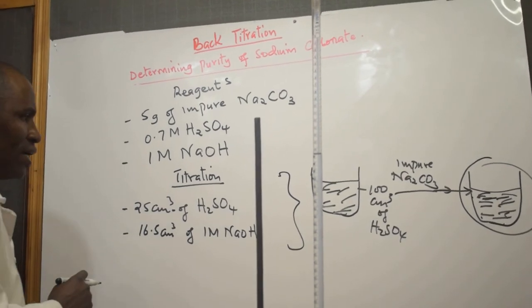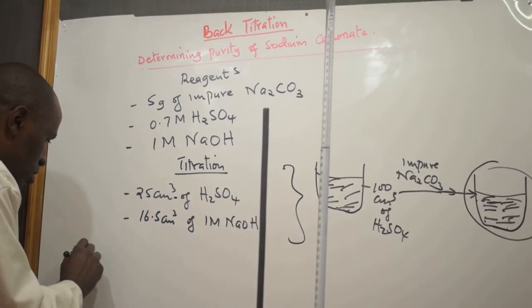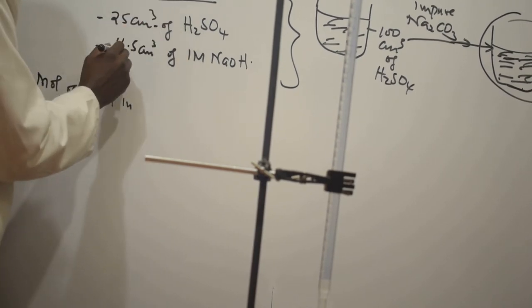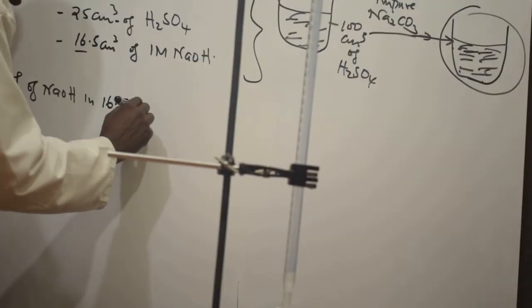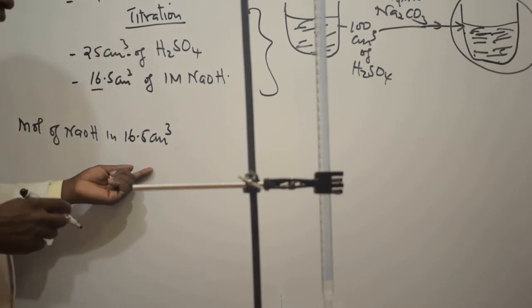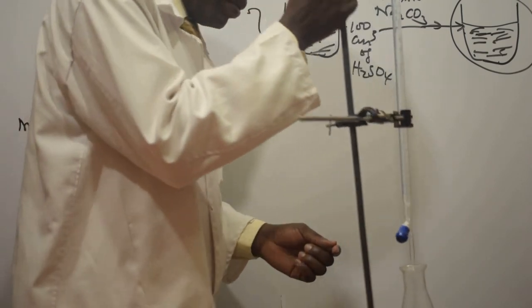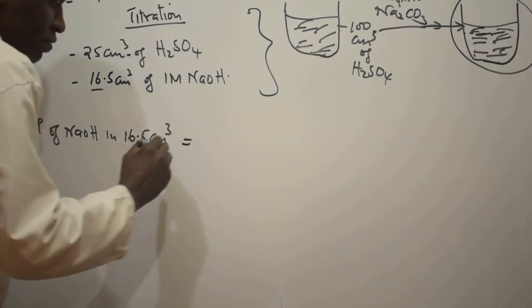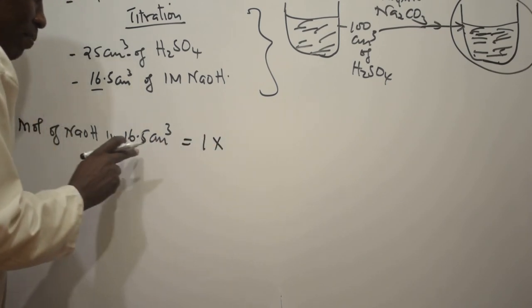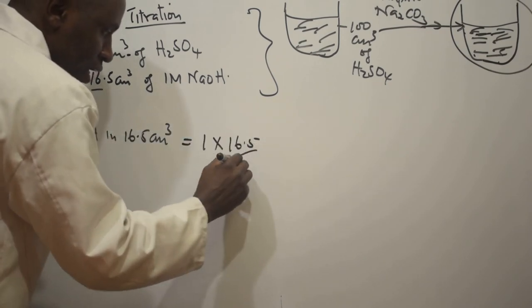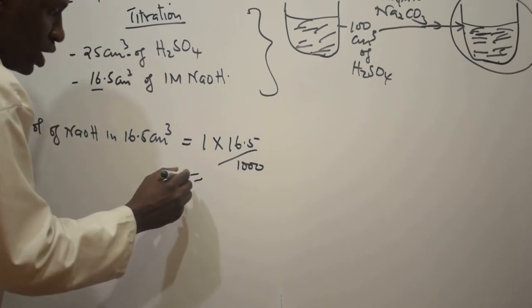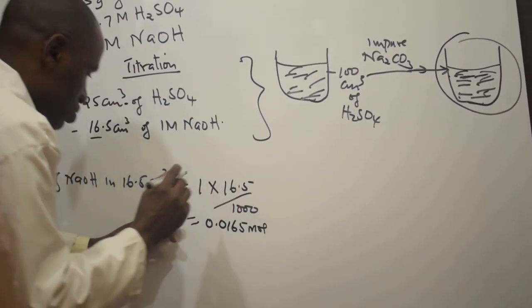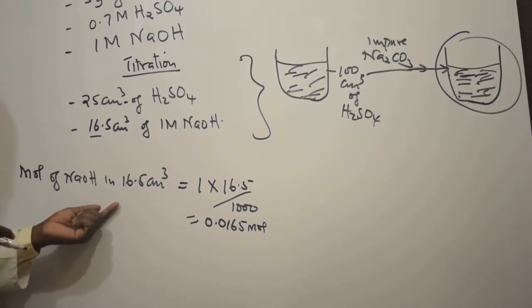Now, let me start by working out the moles of sodium hydroxide in the 16.5 cubic centimeters that I've just used here. The moles of sodium hydroxide will be gotten from the molarity, which is 1, multiplied by the volume in liters, therefore 16.5 divided by 1,000. This gives me 0.0165 moles. These are the moles of sodium hydroxide.